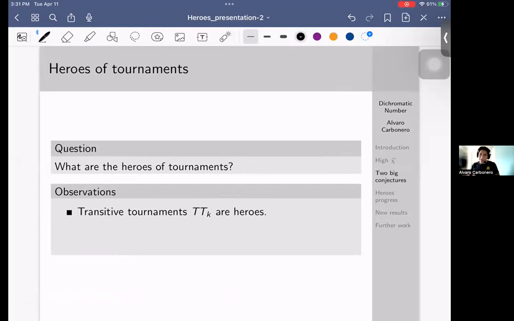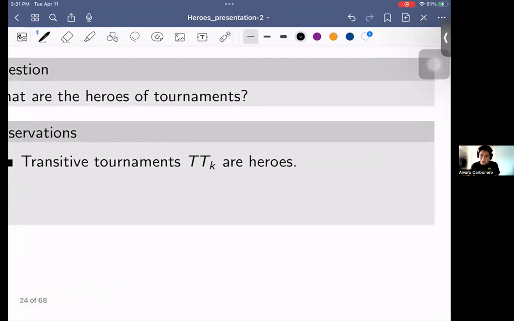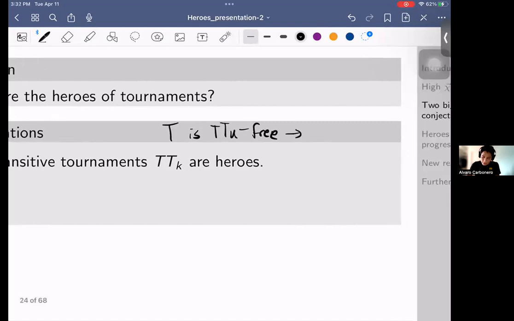Probably the simplest one, or one of the simplest ones, is that transitive tournaments are heroes. One result that we can learn about in Graph Theory 101 is that if T is a tournament and is TT_k free, then T has at most 2 to the k minus 1 vertices. It's usually thought of as the contrapositive. If T has more than this number of vertices, then we can find a transitive tournament on k vertices. In our context, though, it's better to put it this way.